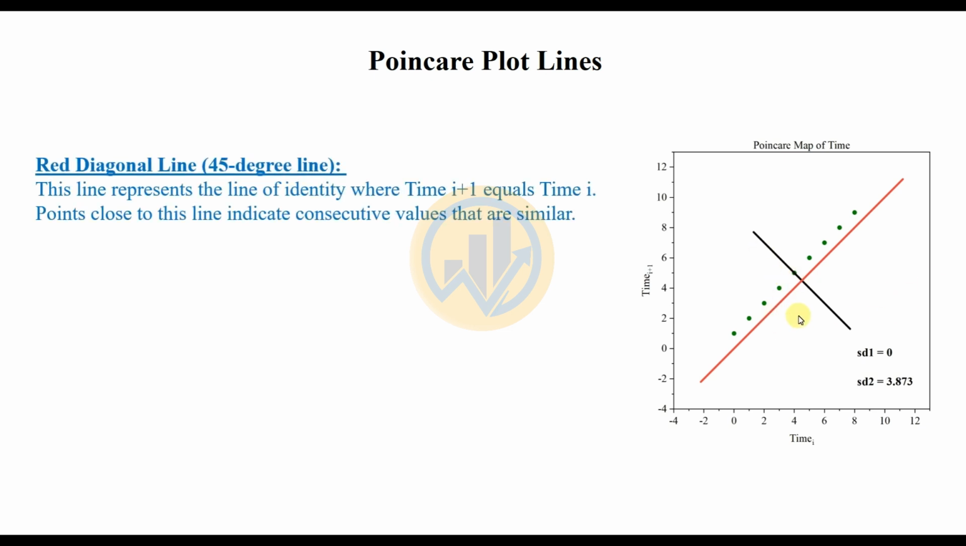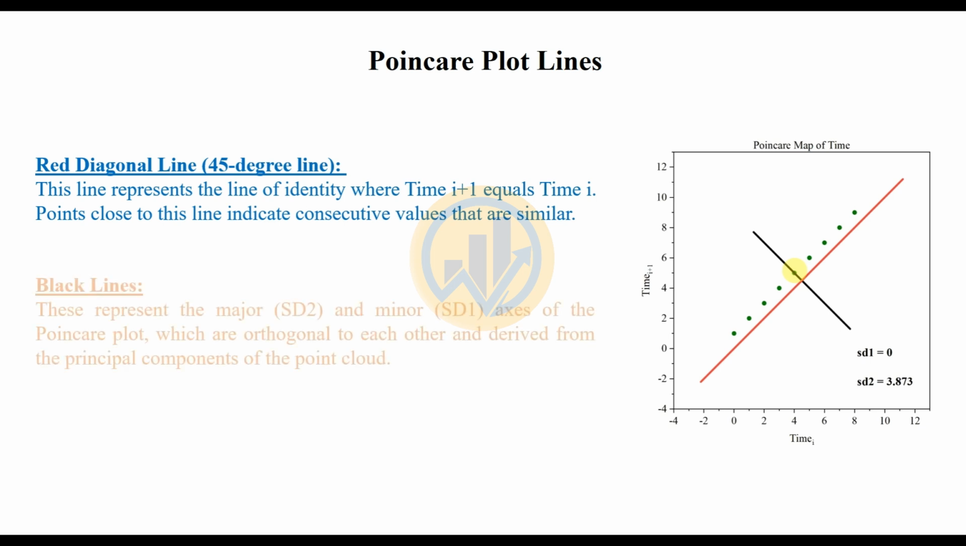First, the red line. This is the 45-degree line. This line represents the line of identity, where time i plus 1 equals time i. Points close to this line indicate that consecutive values are similar.